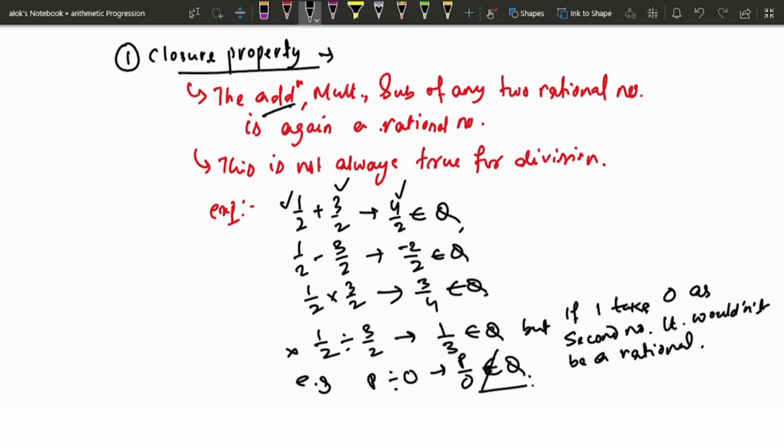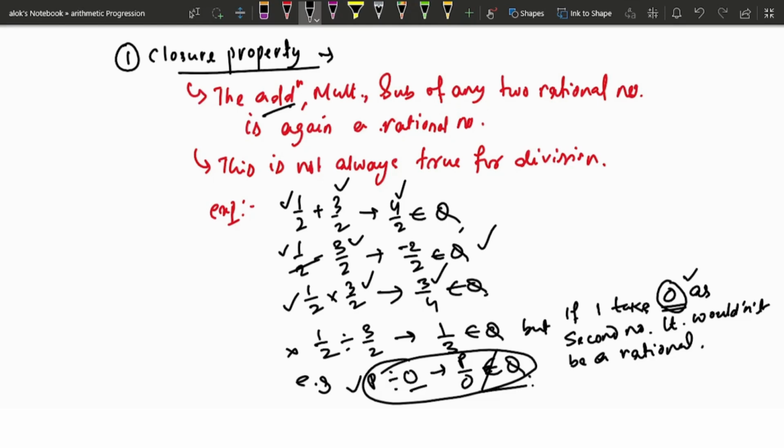Similarly, subtraction also follows the closure property. The subtraction of two rational numbers is again a rational number. Multiplication also follows the closure property: the multiplication of two rational numbers is again a rational number. But division does not follow the closure property, because if the second number is taken as 0, then we get a contradiction. Suppose the first number is p and the second number is 0, then we get p upon 0, which is not a rational number. So this is all about the closure property.